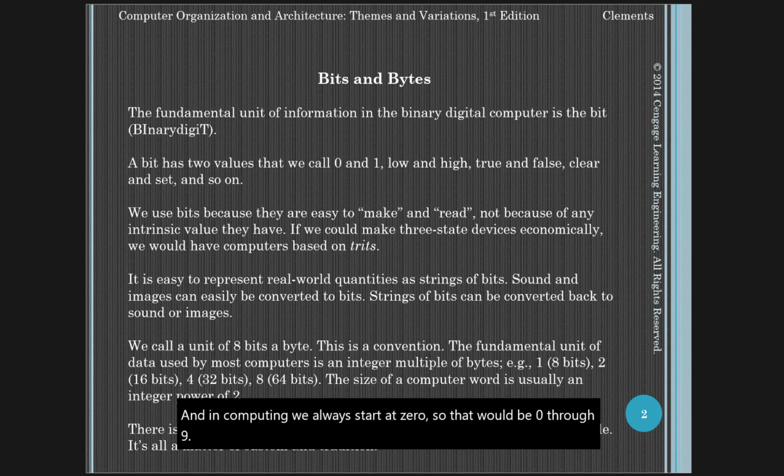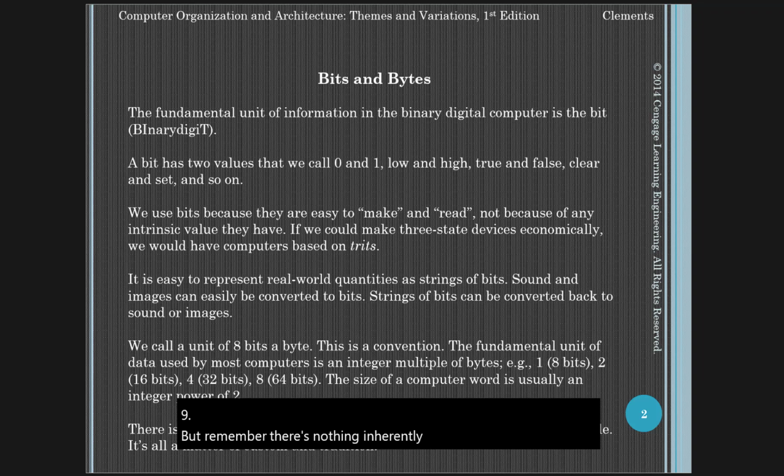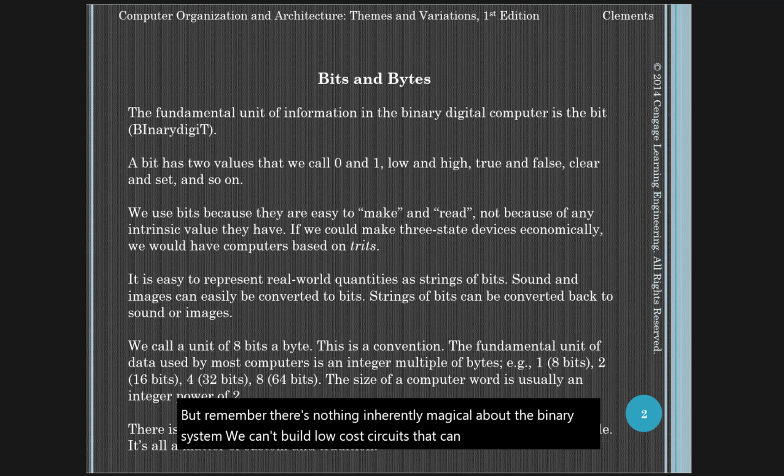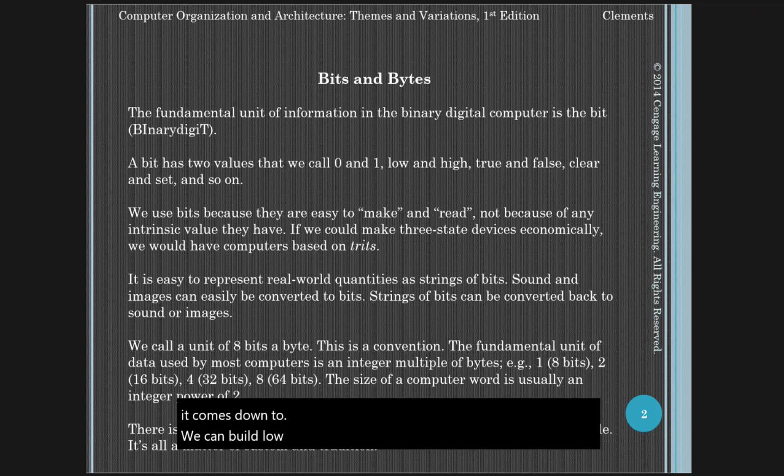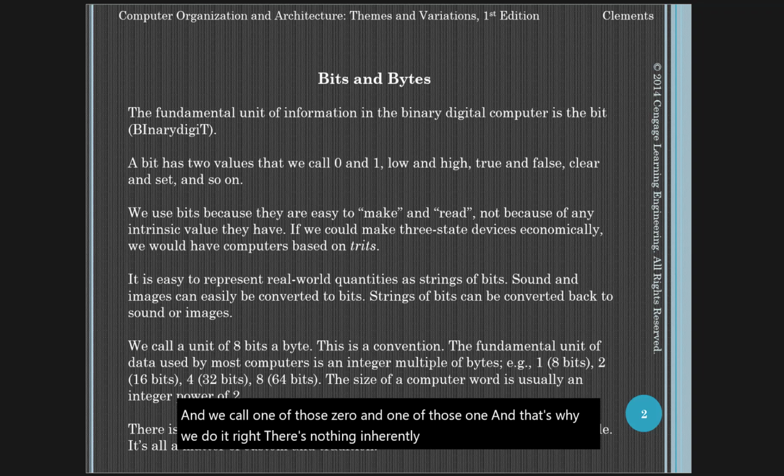But remember, there's nothing inherently magical about the binary system. We can't build low-cost circuits that can reliably distinguish between 10 different voltage levels. And that's what it comes down to. We can build low-cost electronic circuits capable of distinguishing between 2 voltage levels, and we call one of those 0 and one of those 1. And that's why we do it, right? There's nothing inherently magical. Maybe sometime in your lifetime, we will figure out how to create circuits that can differentiate between different voltage levels, and we will be able to create a different system on that basis.